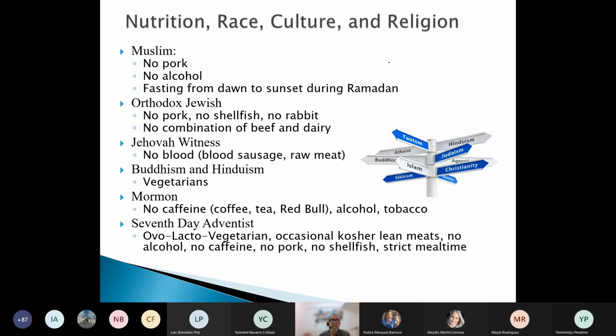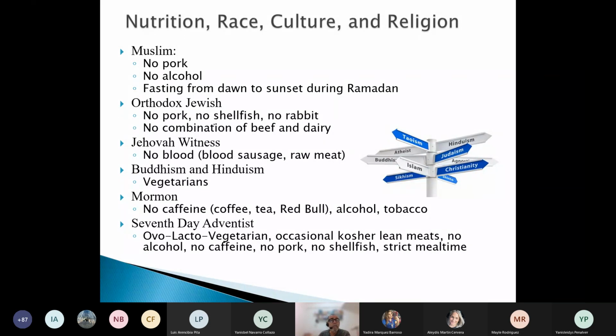Orthodox Jewish have a kosher diet. And the most important aspect of the kosher diet is that they don't consume pork either. Are they like the Muslims? Those have an Abrahamic religion, the same as ours, the same as Christians. So they don't consume pork.